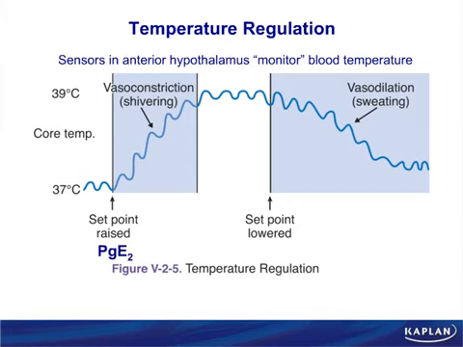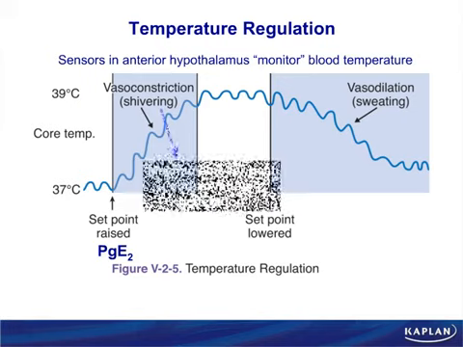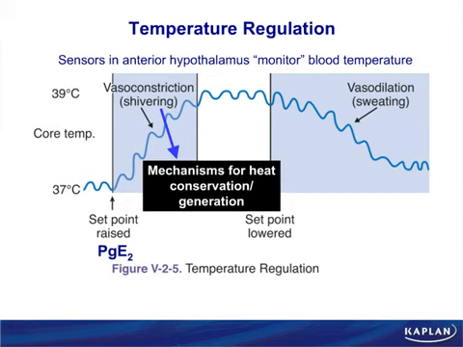And what's thought to be the big player causing this change in set point is prostaglandin E2. So prostaglandin E2 causes the set point, the thermostat of your body, to be raised from 37 to 39. So what are you going to do? You're going to engage mechanisms to increase body temperature. It's like turning on your heater in your house. Well, the mechanisms for increasing body temperature are skin vasoconstriction. Again, we said we decrease blood flow to the skin to conserve heat, and you will also shiver.